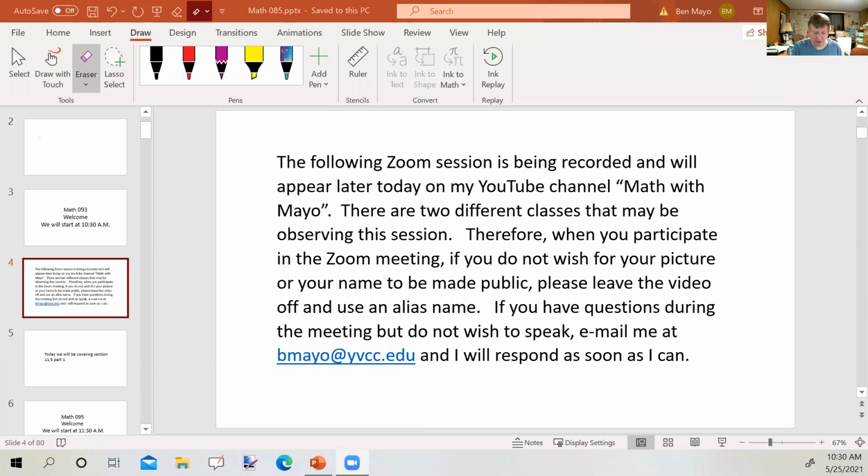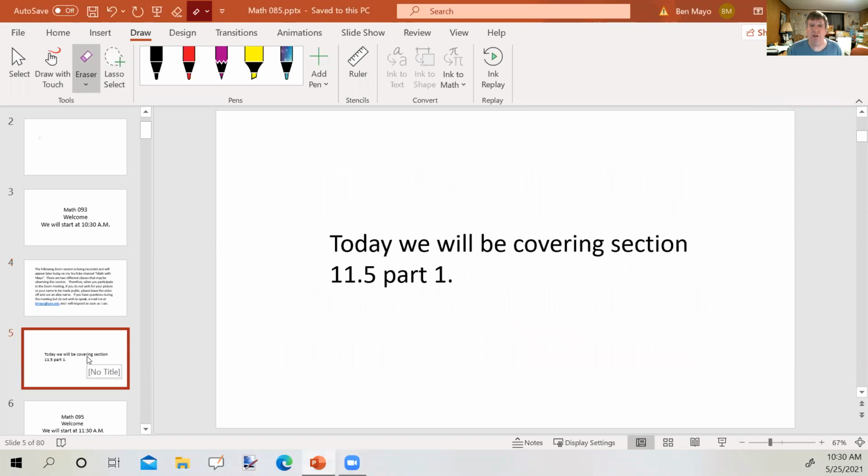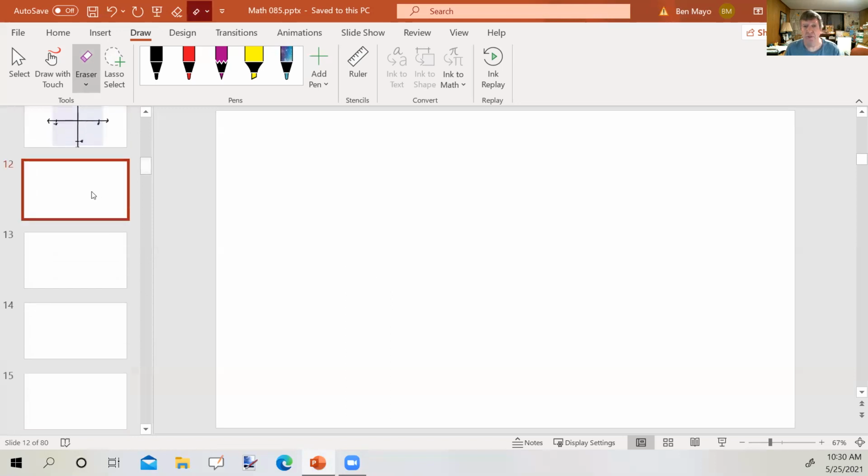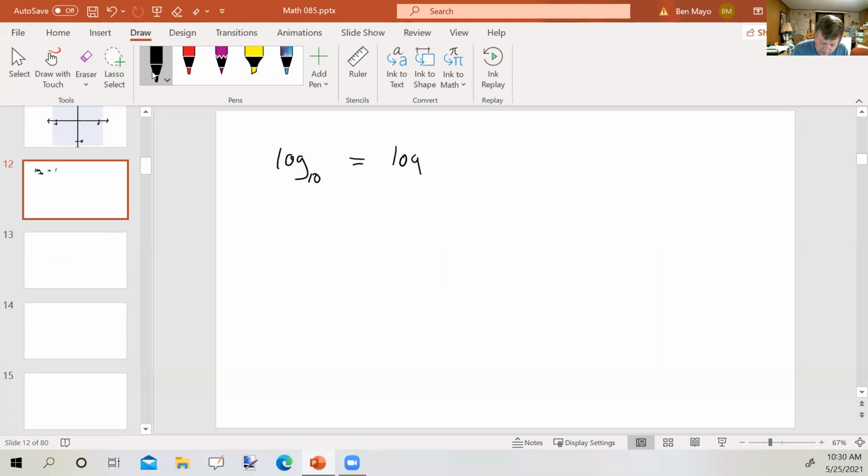All right, so today we're going to continue in chapter 11. We're going to look at section 11.5, part 1, and then tomorrow we'll look at part 2. Yesterday we talked about logarithms, and we talked about log base 10, which is commonly used. It's called common log, so the notation log base 10 can be written just log. We also looked at going back and forth between exponential and logarithmic forms.